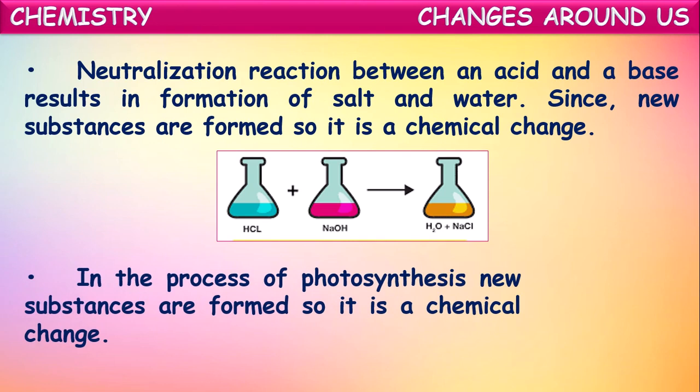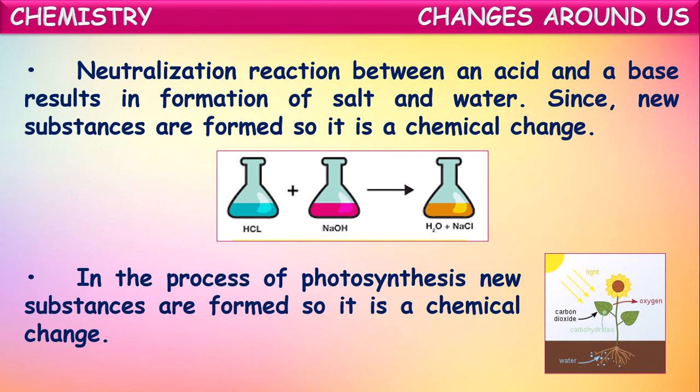Another one, in the process of photosynthesis, new substances are formed. What is photosynthesis? The process in which food is prepared by the plants by absorbing carbon dioxide from the atmospheric air and water from the roots. These two combine in the leaves and they form their food in the form of carbohydrates and they release oxygen gas.